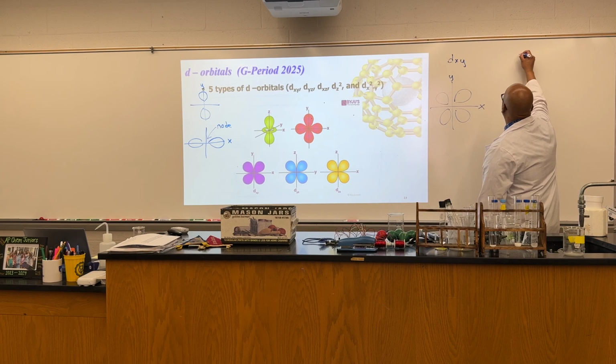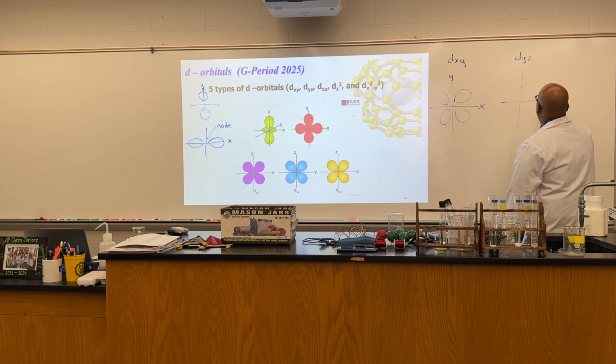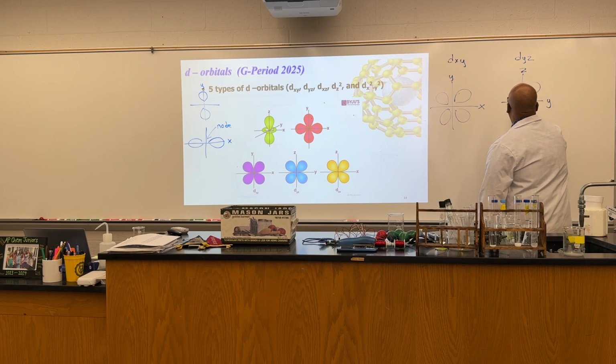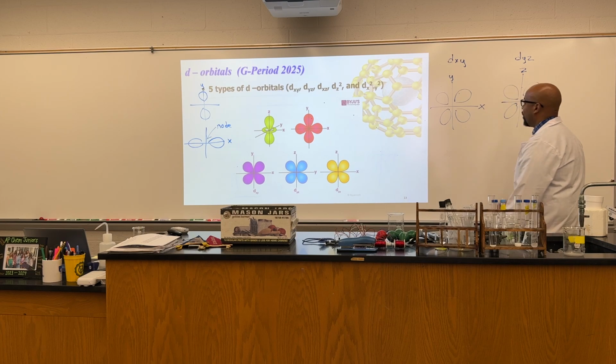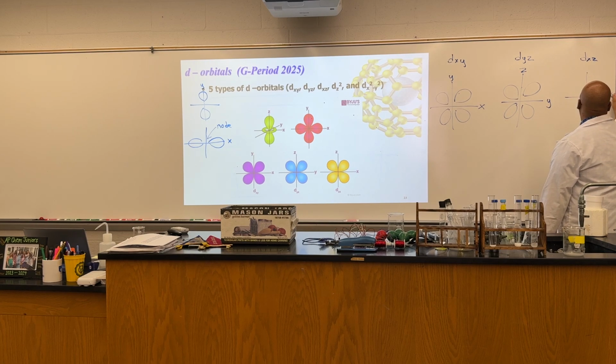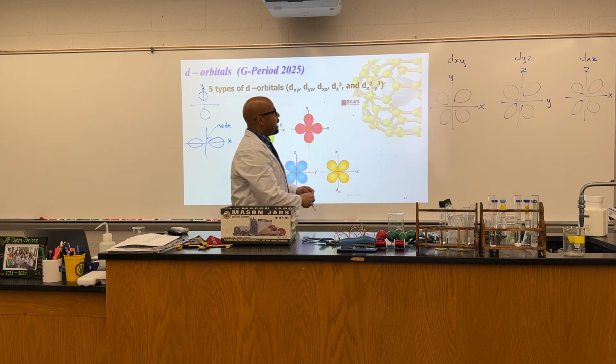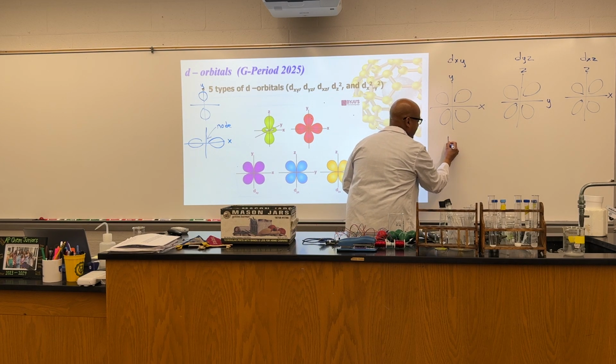If I say, hey, I want you to draw in this case the d, what's the next one I got up there, yz. Then you're going to say, oh, no problem, Mr. Harrelson. I'm going to label this one y, maybe this one z, and I'm going to draw my 4-leaf clover in between that axis. If I said the d, xz, then you're going to say, okay, I'll label one axis my x, the other one z, and the 4-leaf clover is sitting in between the x and the z axis. So for these 3 right here, just place them between the axes. You're done with them.